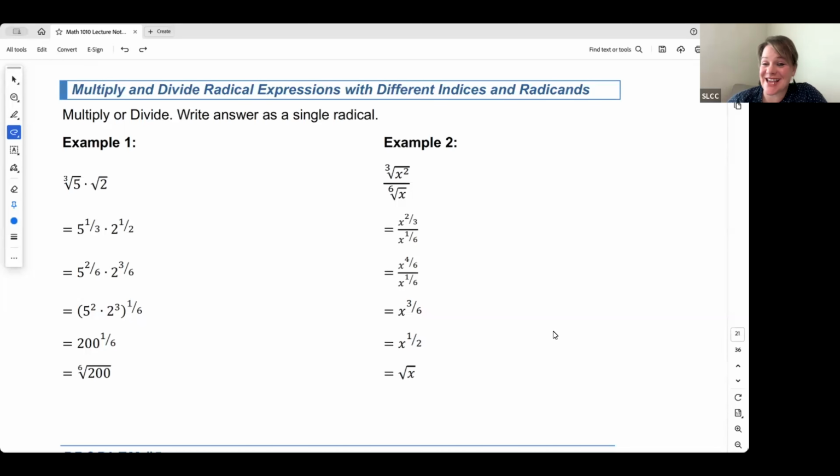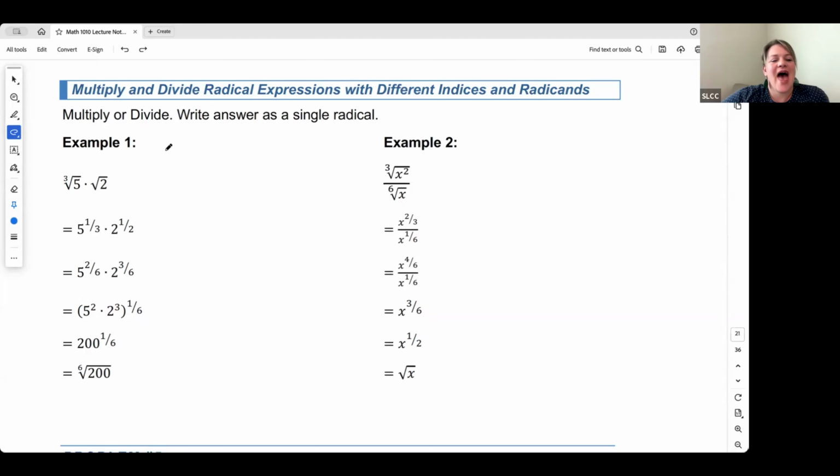Hello, everyone. Today we're discussing section 5.5, radical expressions with multiple terms. In this video, we'll talk about multiplying and dividing radical expressions with different indices and radicands. And we'll do problem number 5 and problem number 6.